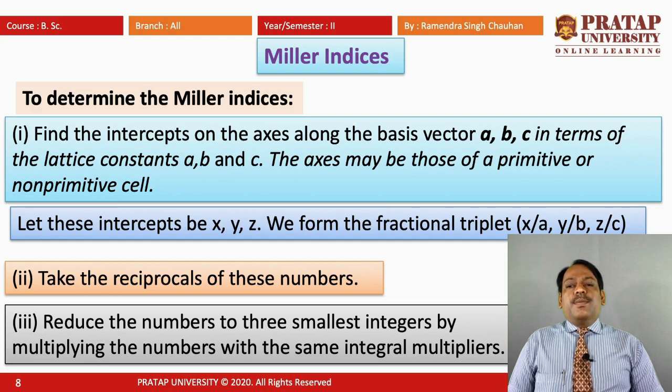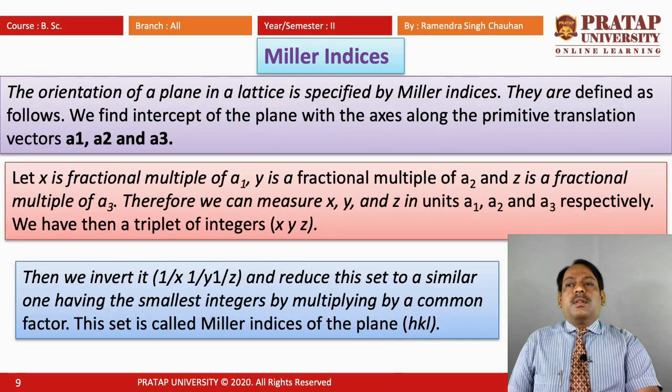So in that way, first we determine the intercepts. When we determine the intercepts, we have basis vectors a, b and c, and for that we determine the lattice constants a, b, c. Then we take the reciprocal of those lattice constants and reduce to the smallest integers. In that way we can form the set.